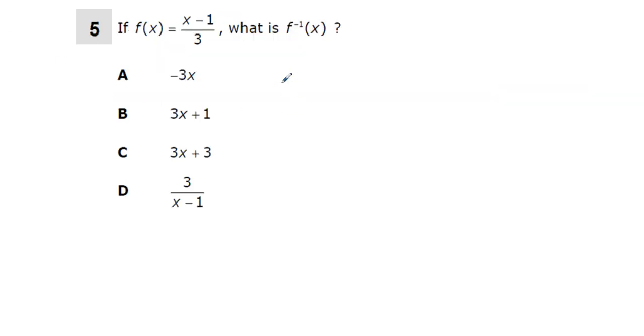Next, 5. If f of x equals x minus 1 over 3, what is f inverse of x? This is called an inverse function problem. And for inverse function, there's a 4-step process. Step 1, that I've told you about several times, is change f of x to y. So if we say y equals x minus 1 over 3, that's going to be step 1. Step 2 is you switch x's and y's.